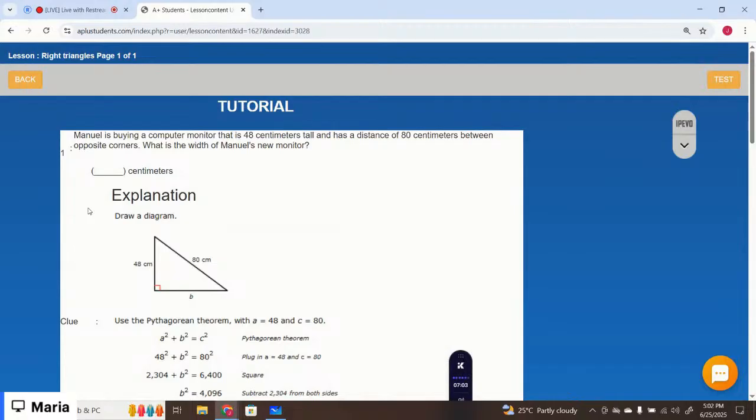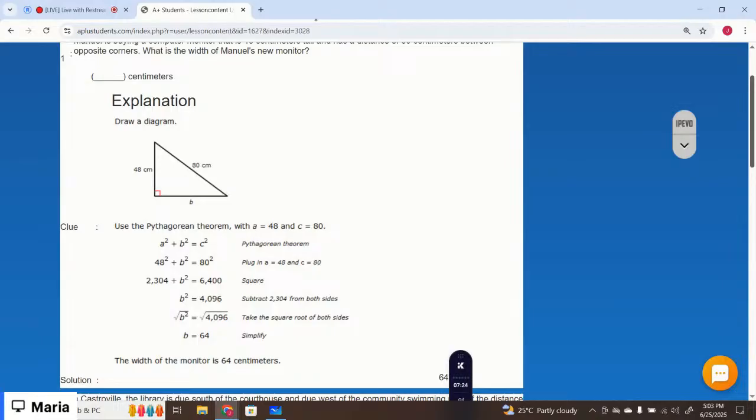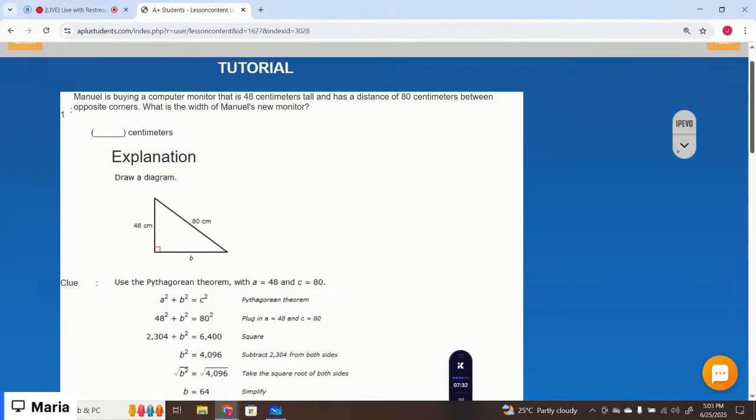The monitor is 48 centimeters tall and has a distance of 80 centimeters between opposite corners. What is the width of the monitor? So basically, rectangles are the ones that have one angle that measures exactly 90 degrees, right? So that is 48 centimeters, 80 centimeters, we need to find the width.